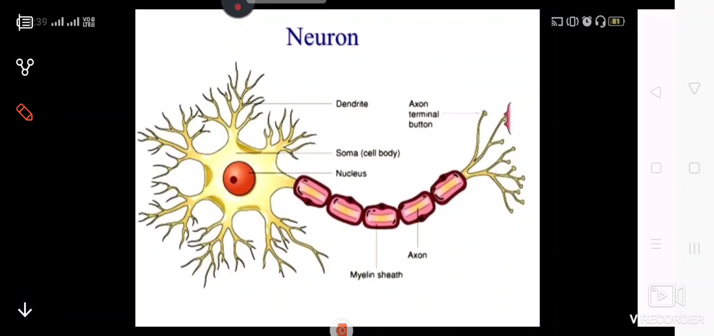The neuron is the structural unit of the nervous system, which forms the brain, the spinal cord, and the different kinds of nerves present in the body. Their function is to carry the stimulus or the responses in the form of neurotransmitters from one body part to another body part, or from one body part to the brain or the spinal cord, and from the spinal cord or the brain to the organ which is affected.